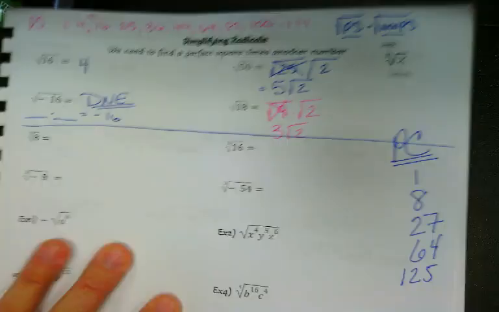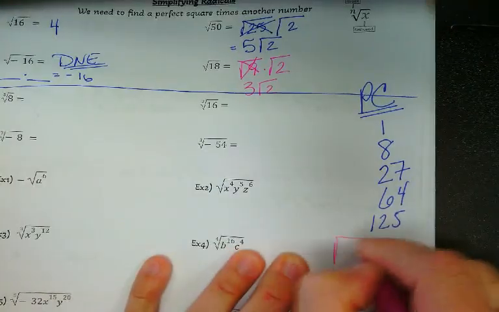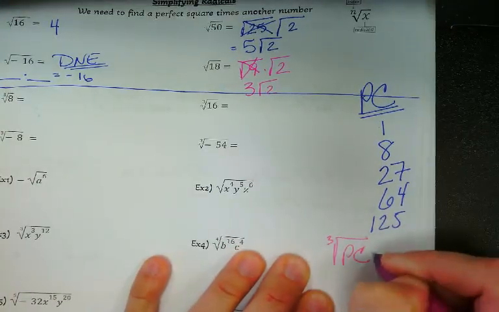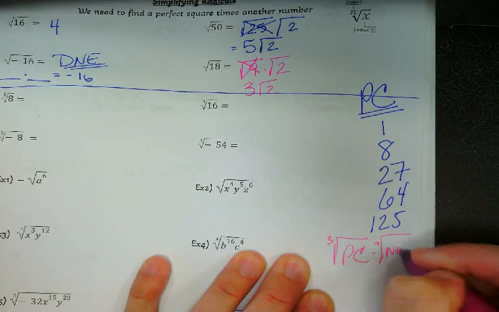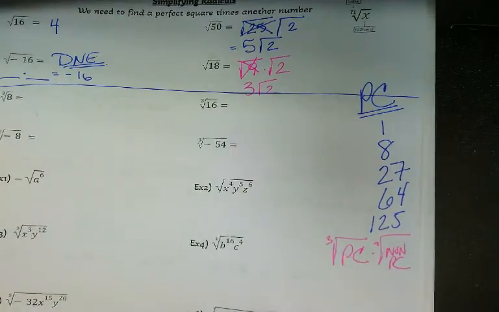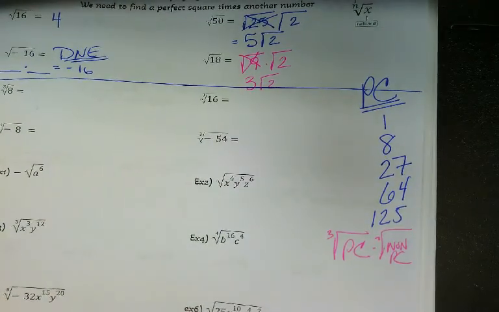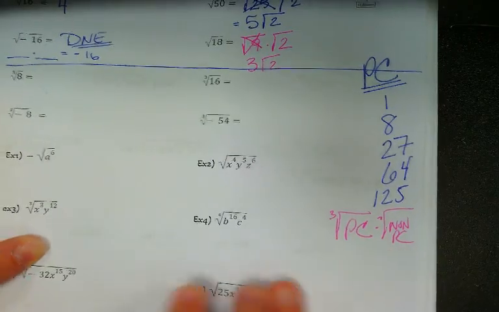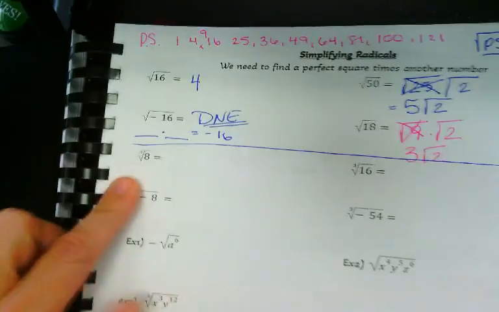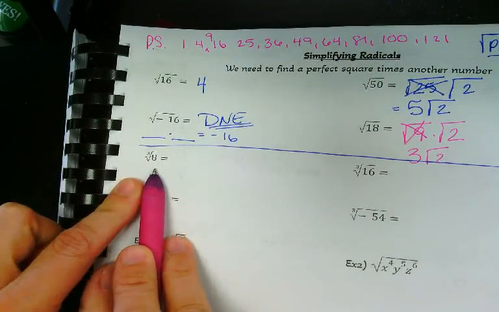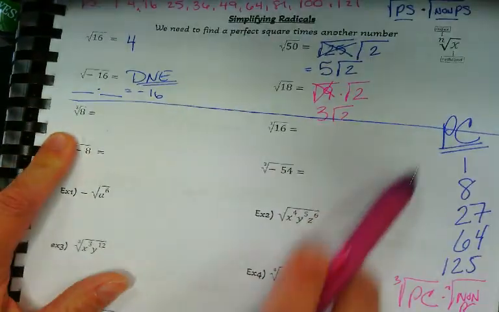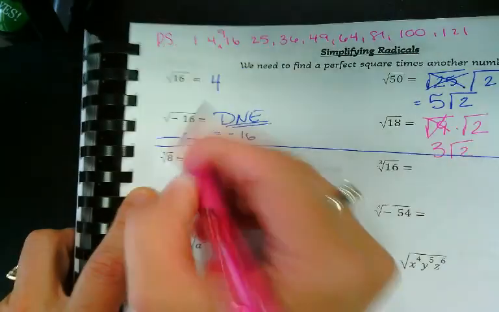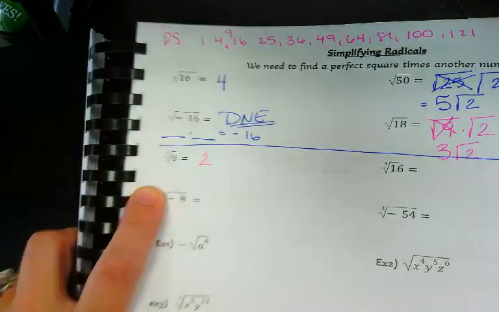All right, so perfect cubes work the same way. You would need a perfect cube times a non-perfect cube. Perfect cube times a non-perfect cube. Okay, so if I look at the cubed root of 8, do I know it or do I have to break it down? You should know it. It's in your list. The cubed root of 8 is just the number 2.